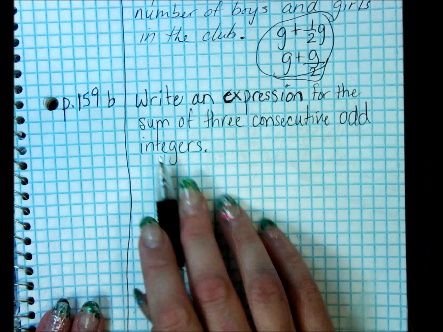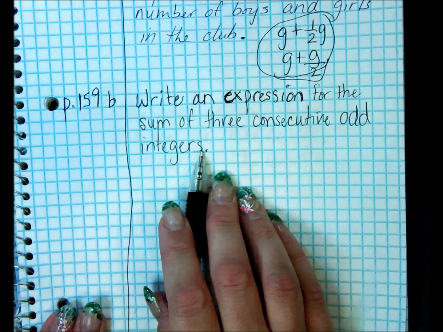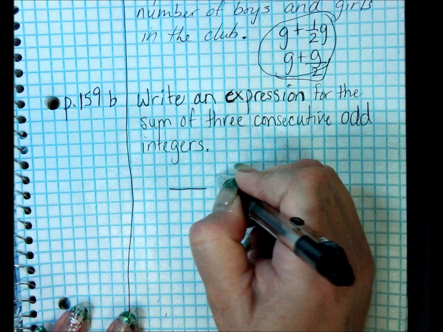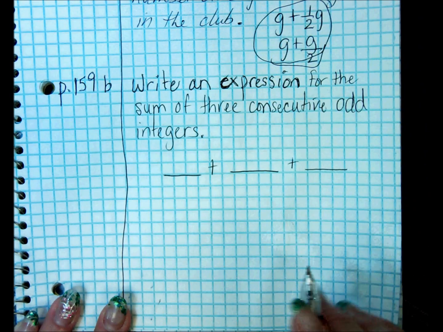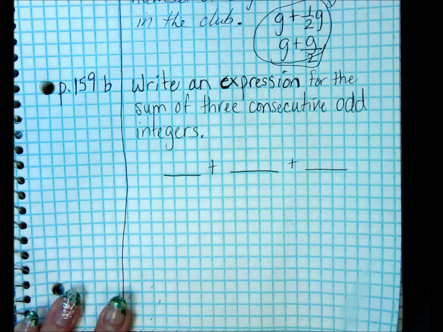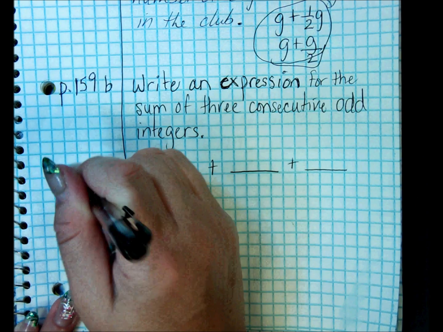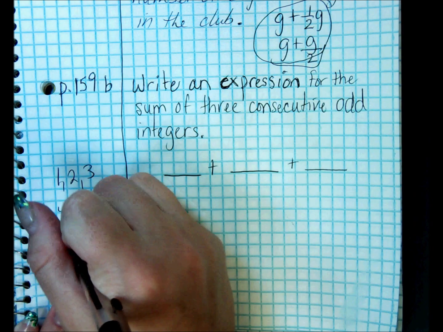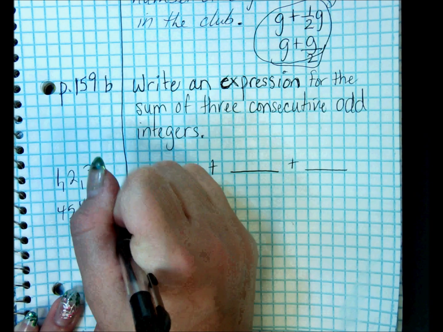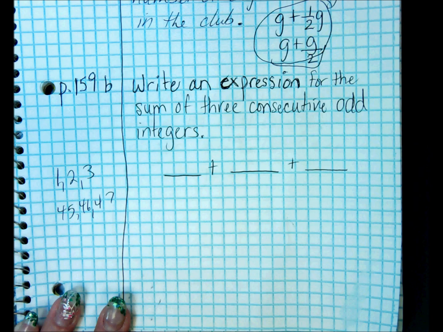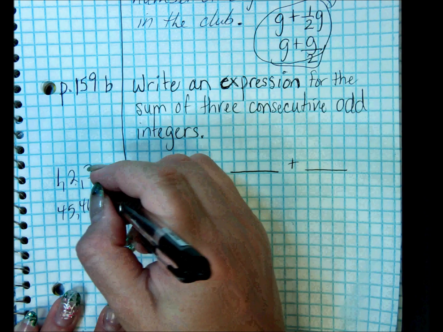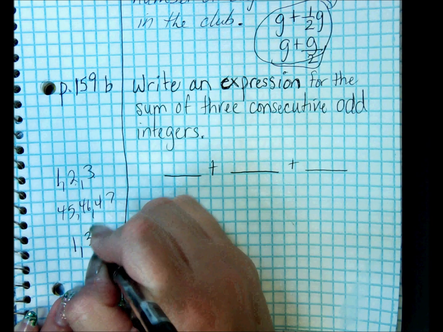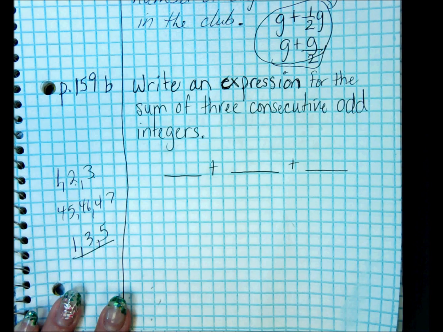This is on page 159, letter B. Write an expression for the sum of 3 consecutive odd integers. So I know I'm doing a sum, and I'm doing 3 numbers. I like to do a lot of visuals to help myself. A consecutive number means they come in order. So 1, 2, 3 would be consecutive numbers. 45, 46, 47 are consecutive numbers. If they're odd integers, well, look, this one's odd, this one's not. So the next consecutive odd numbers would look like this: 1, 3, 5. Consecutive even would be 2, 4, 6.